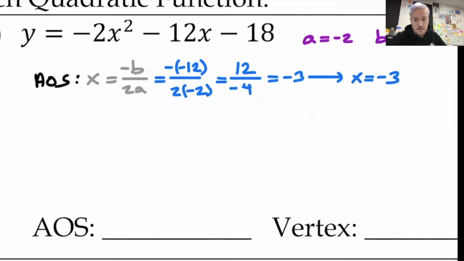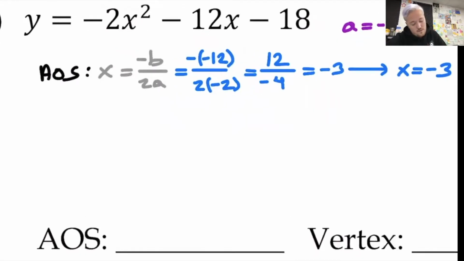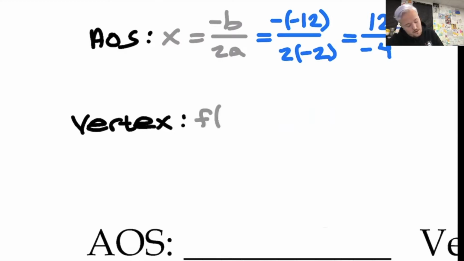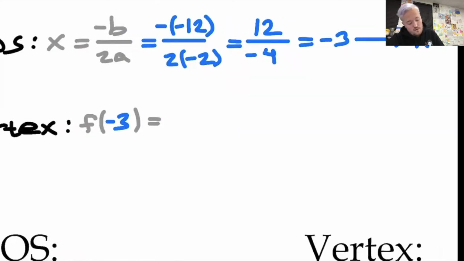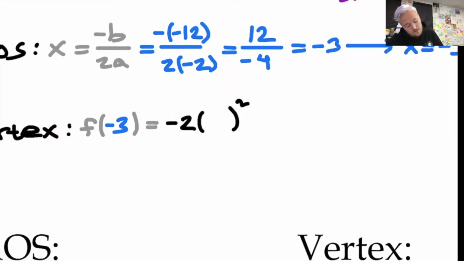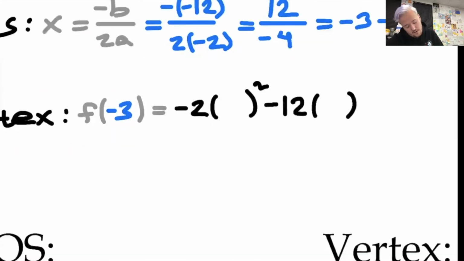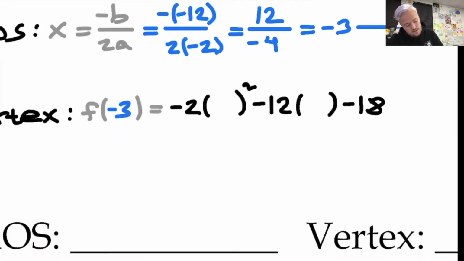Now I need to find the vertex. I found the x value of the vertex, now I need to find the y value. So I'm going to plug in that -3 that I just found. I have -2 times parentheses -3 squared, minus 12 times parentheses -3, minus 18.